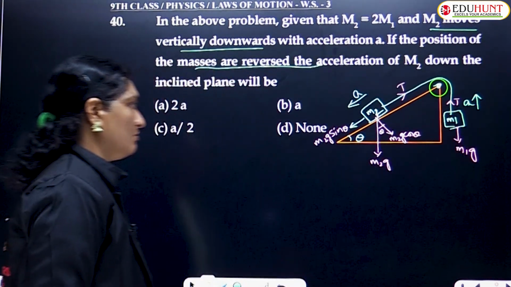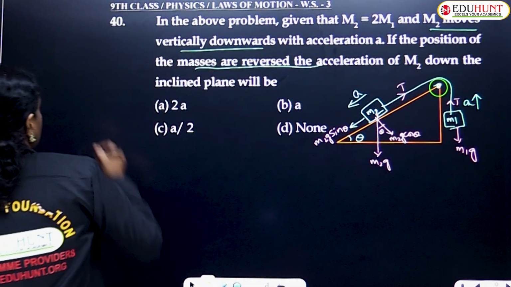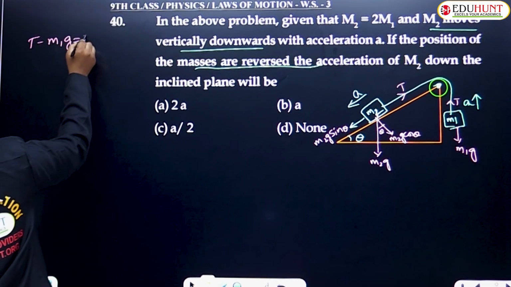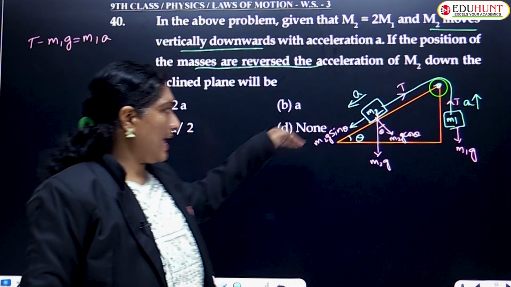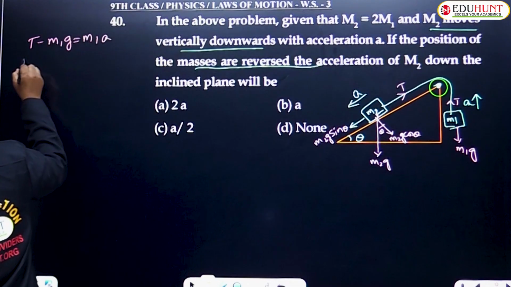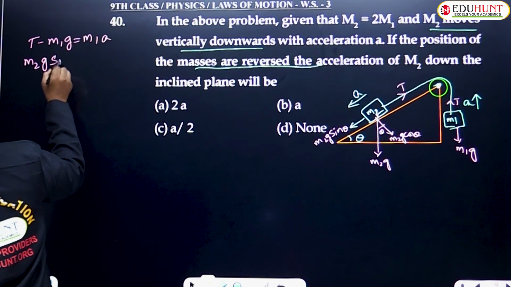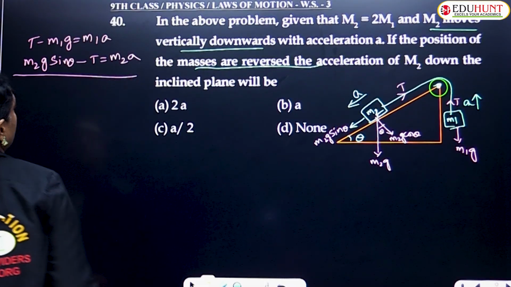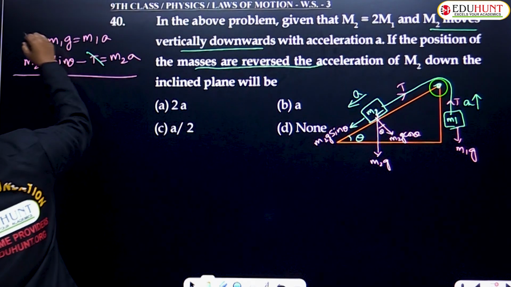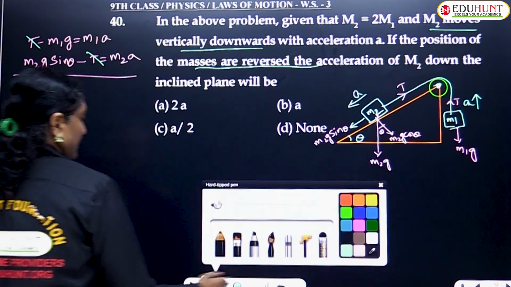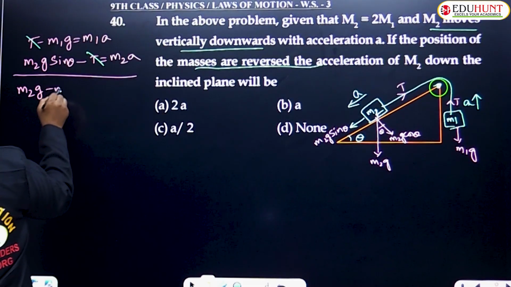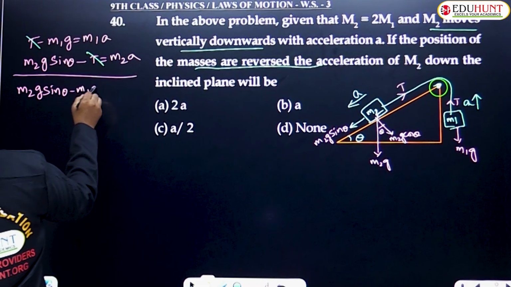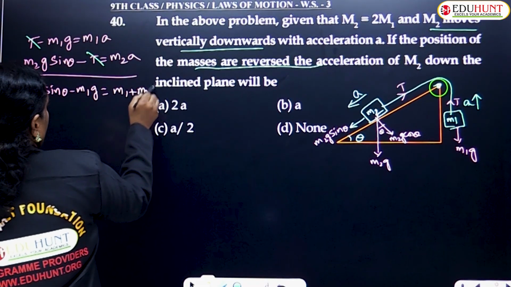First of all, go with the equation of motion for this. As it is accelerating upwards, the equation of motion can be written as T minus M1G equals M1A. If you observe this, as it is accelerated downwards, downward force is more, that is M2G sin theta minus T equals M2A. So solve the two equations, children. While solving, T and minus T will get cancelled. Then you are left with M2G sin theta minus M1G equals M1 plus M2 into A.